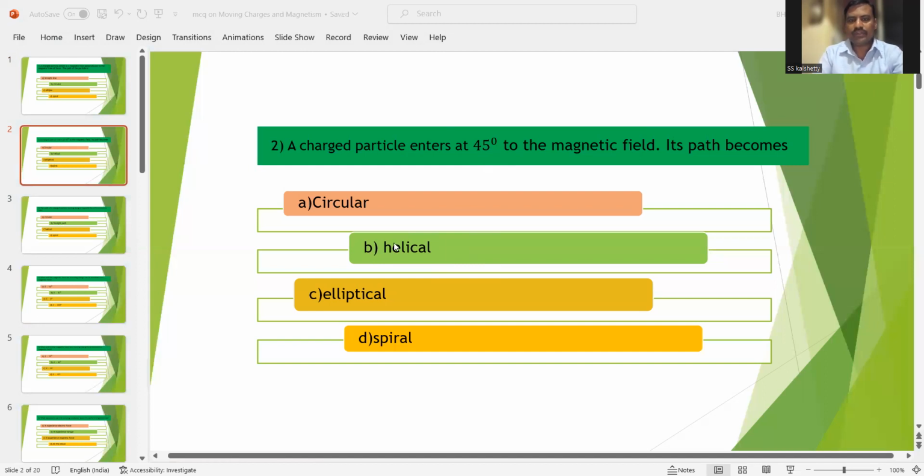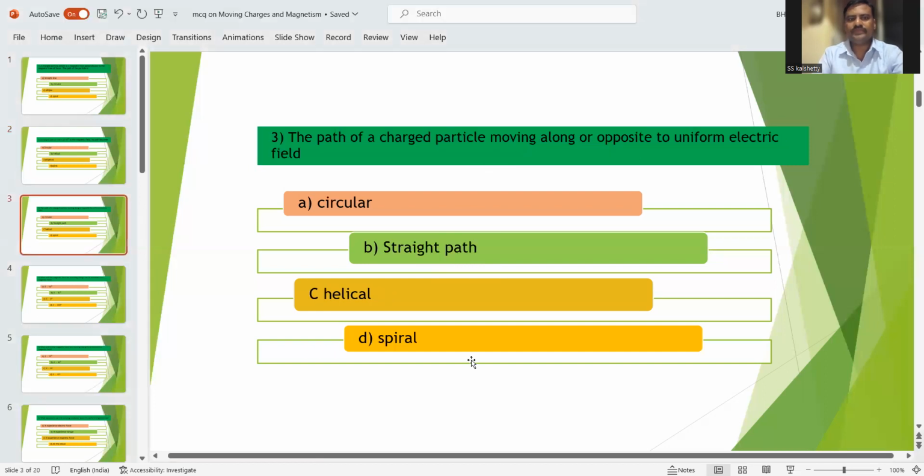Now we move on to the third question. What they are asking is the path of a charged particle moving along or opposite to a uniform magnetic field. Moving along means theta equal to 0 and opposite means theta equal to 180 degrees. When a charged particle enters along the direction of the uniform magnetic field or opposite to it, a straight path will be produced.